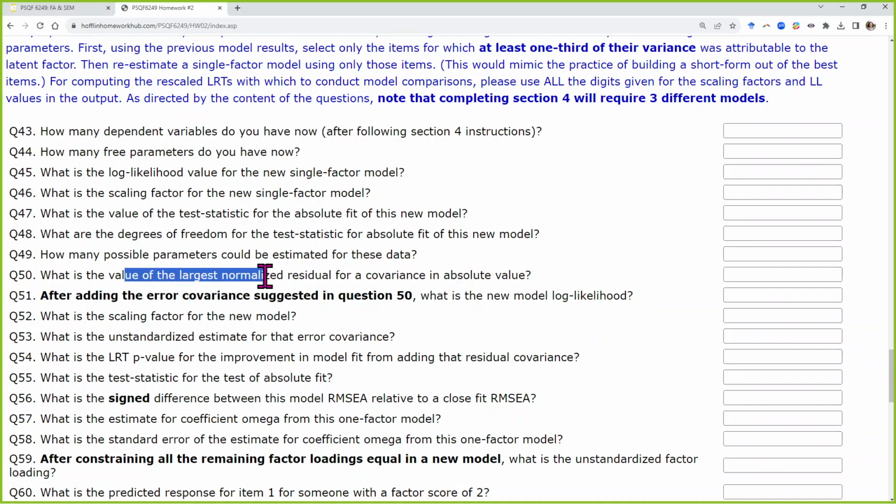So the 2 items that have the largest residual, I'm asking you to add an error covariance between those 2 items. And you have examples in your code of how to make a covariance. It's the keyword with. It doesn't matter if it's a covariance between factors or a covariance between errors, it's still with.